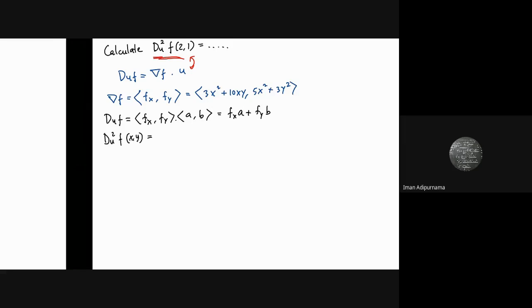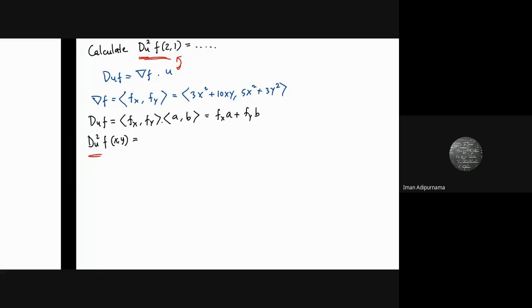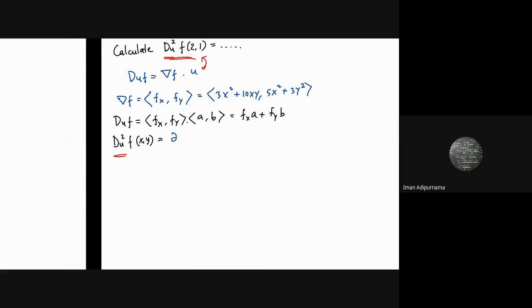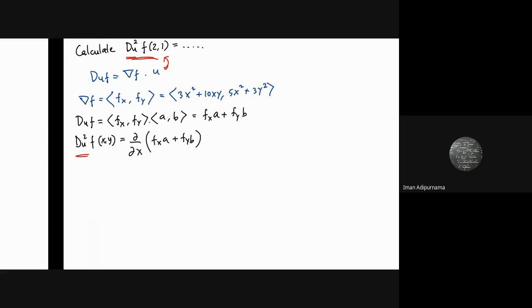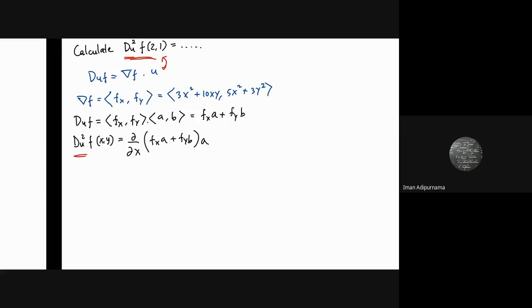So by second derivative, we are going to take the derivative, partial x, of the partial x a plus partial y b, and it's still a, because it's a directional derivative, so you still need to have a. So if you think this is the partial x, first it is partial xx and partial xy. Okay, I hope you get the point.